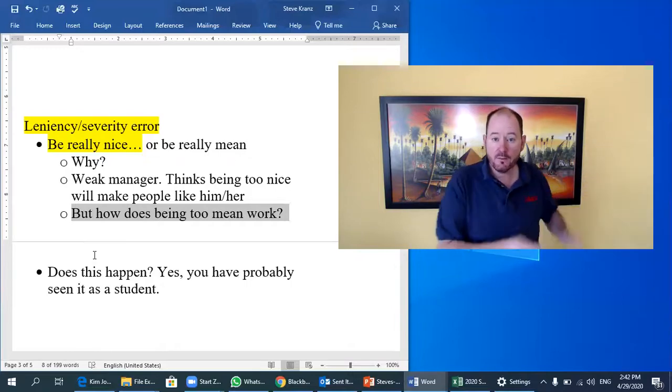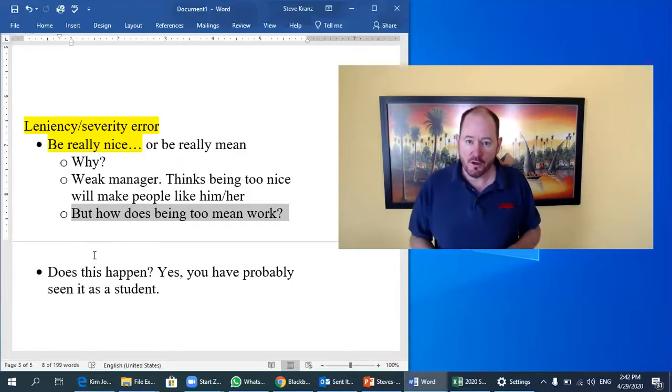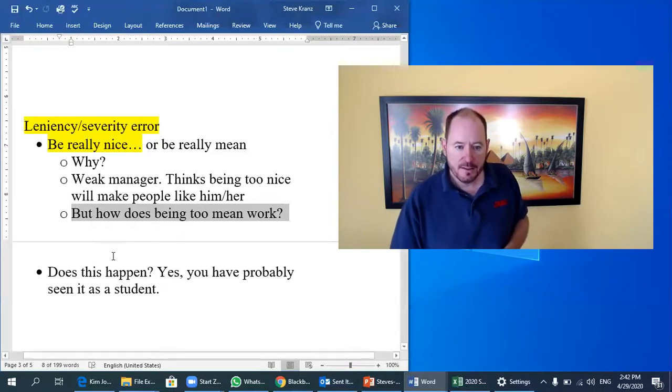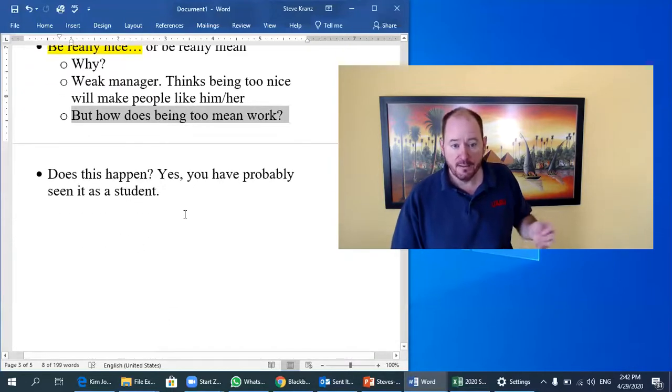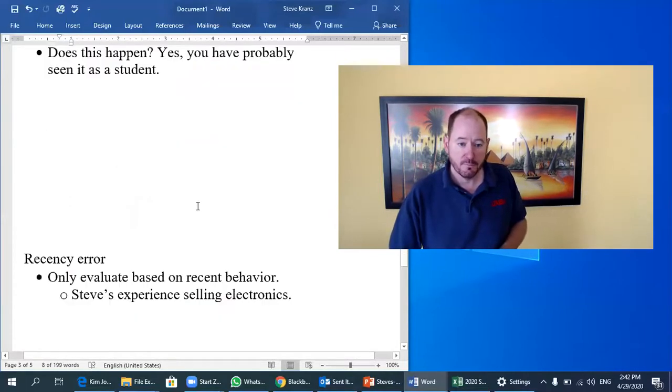Being too mean doesn't work. Being too nice doesn't work. This is what's known as the leniency severity error. And as I said, you've probably seen both of these as a student.